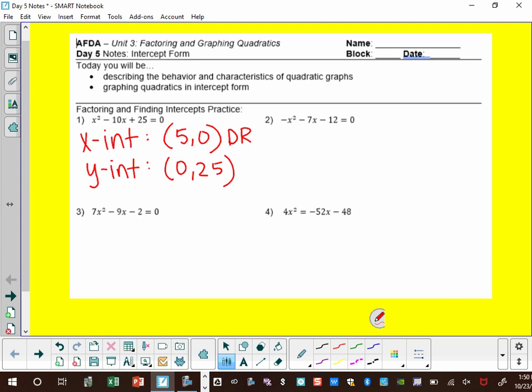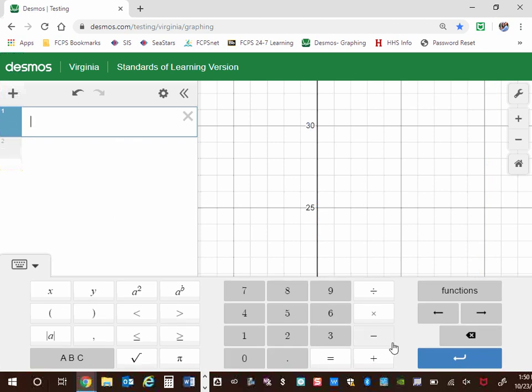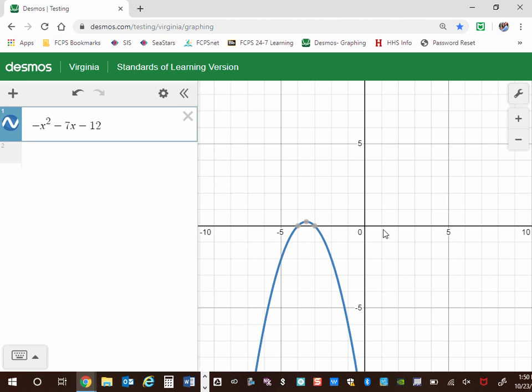All right, let's do the same for number 2. Number 2, I have negative x squared minus 7x minus 12. Let's type that in. Negative x squared minus 7x minus 12. All right, I gotta get back to my original graph. You guys see this picture? What are my x-intercepts here? Good. Negative 4, 0, negative 3, 0. Write that down.